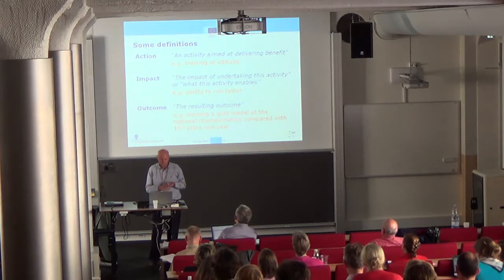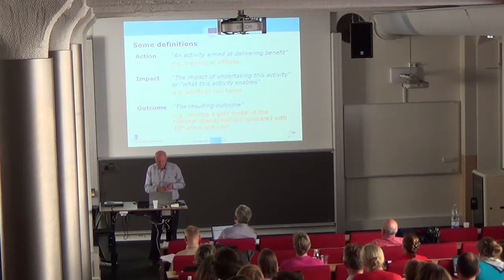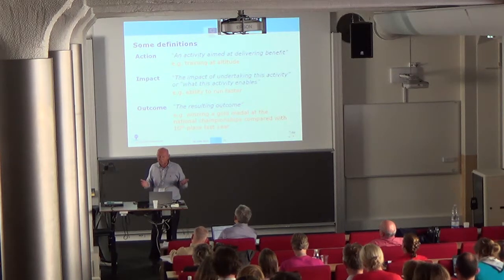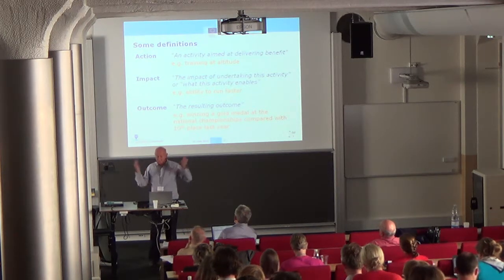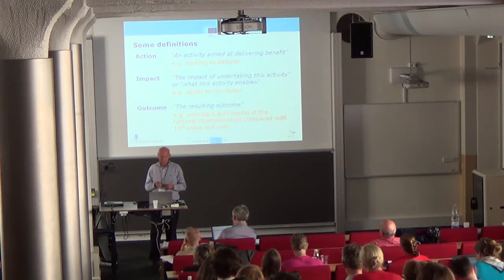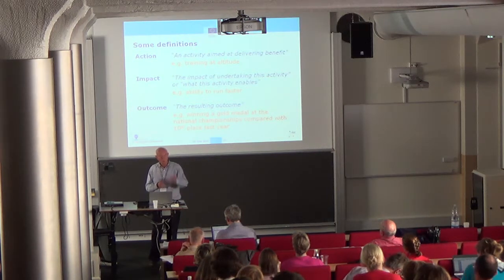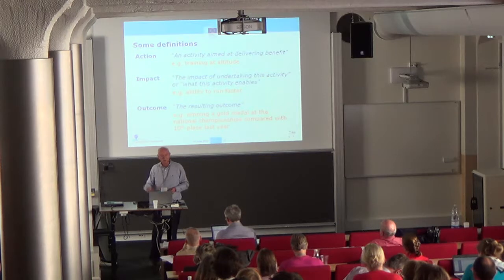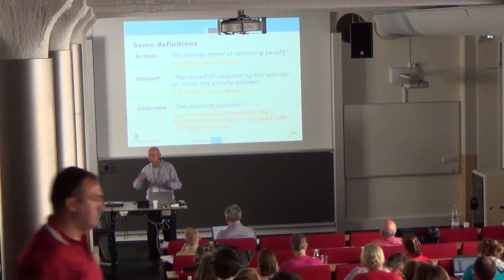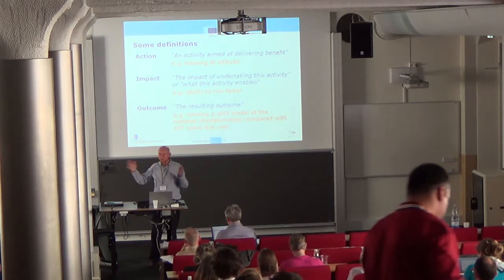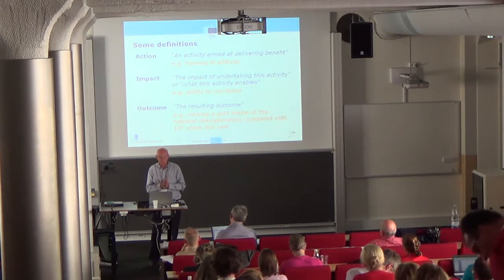So look at this. If you're a runner, if you train at altitude, that's an action that you might take. What impact does that have? It enables you to run faster. But what use is running faster? Well, there's an outcome. If you enter your national championships and you win a gold medal after taking this action, when last year you finished in 10th place. So that gives an indication of the process that we want to investigate.